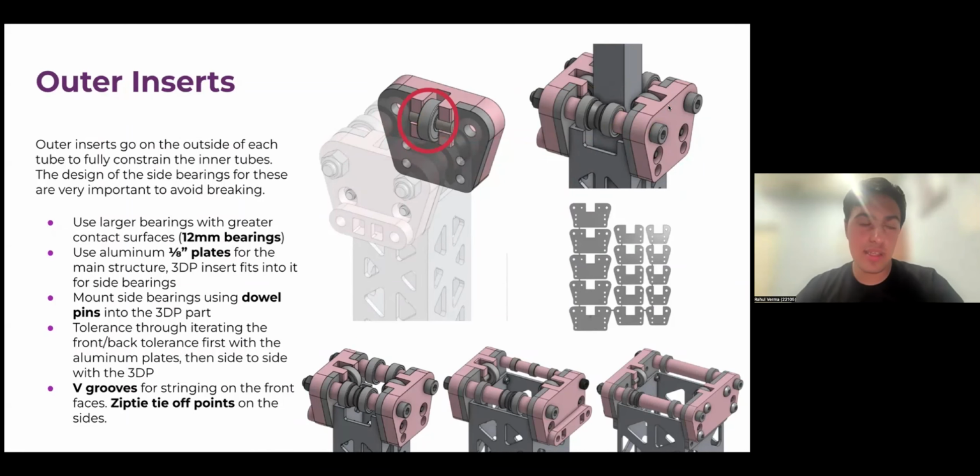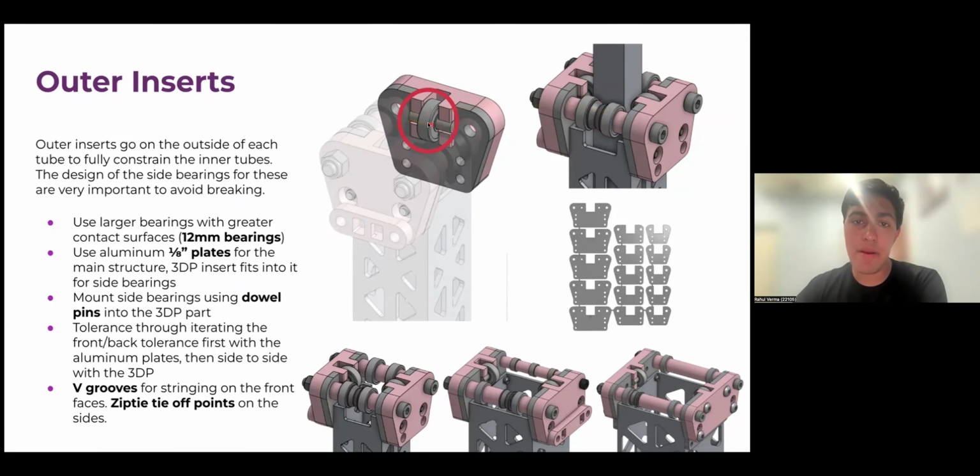Now, some more details on the inserts themselves. It's really good to use bigger bearings because bigger bearings can take a lot more load. You can see for these front and back bearings, we have a screw running across with bearings here and 3D print spacers, as well as a V-groove in the middle for stringing. There are shims on each side, which you can't see.